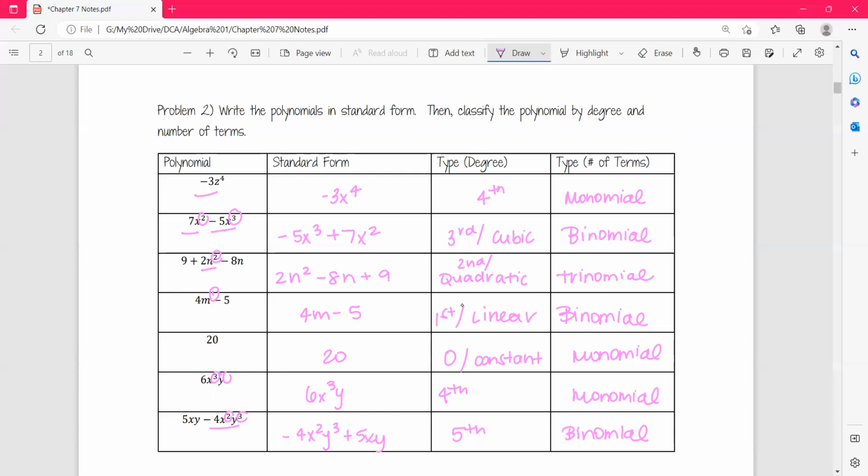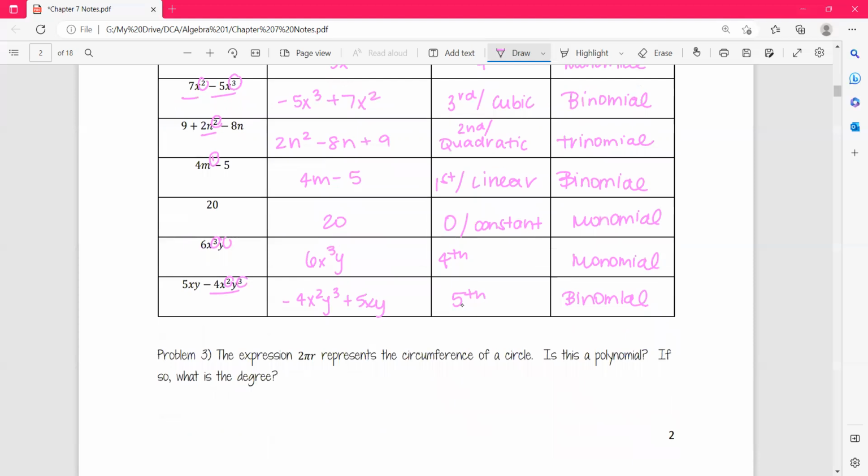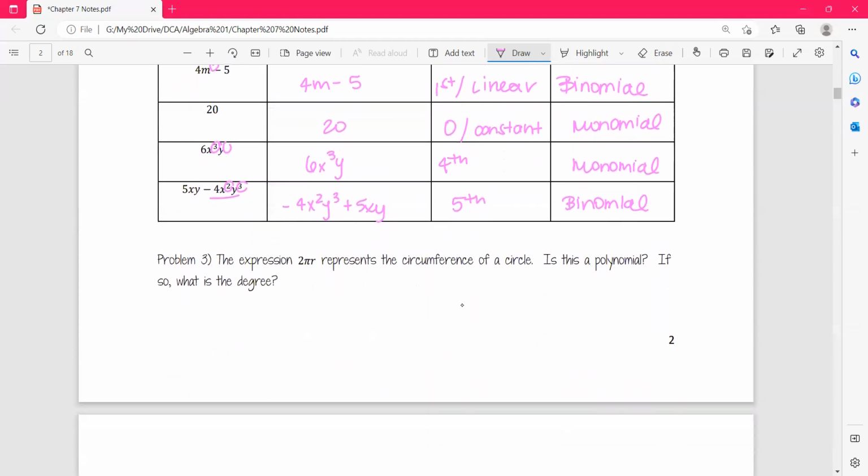Okay, so those are some examples. One last problem here. It says the expression 2 pi r represents the circumference of a circle. Is this a polynomial? If so, what is the degree? So if we just look at 2 pi r, is that a polynomial? We're going to say yes. What type? Well, it has 1 term, so it's going to be a monomial. And what's the degree? The exponent is 1, so it's a linear monomial.